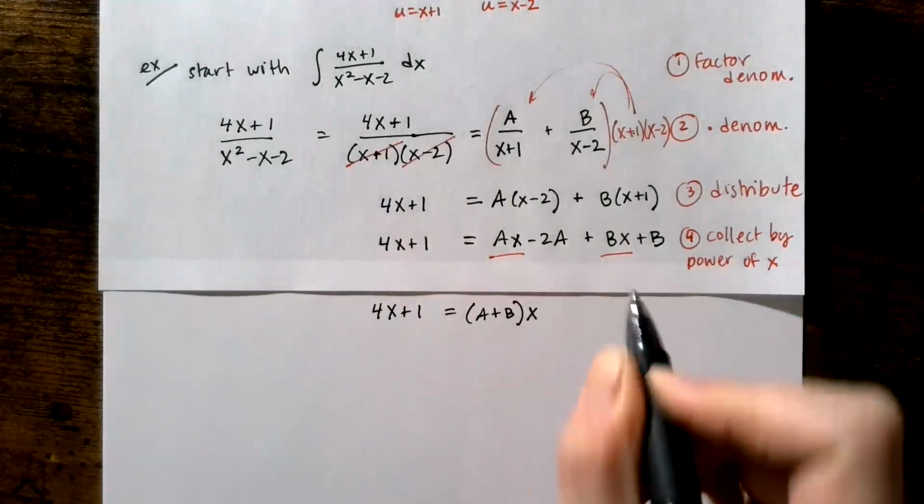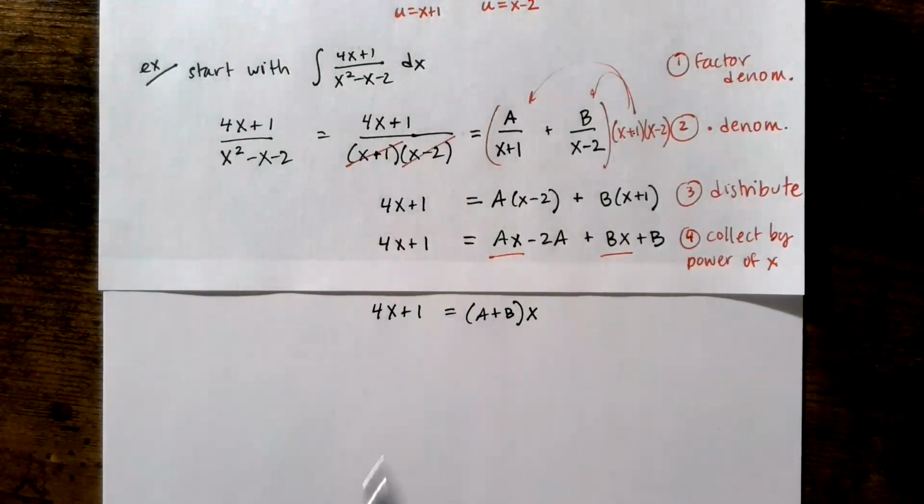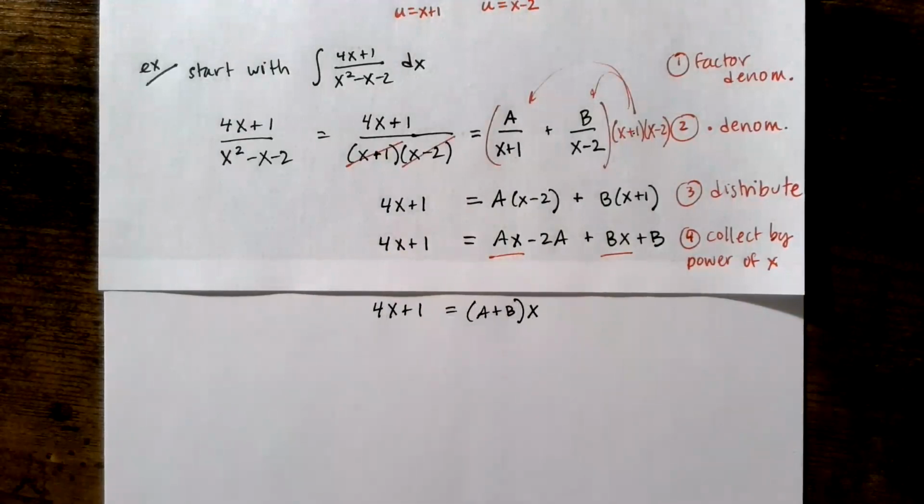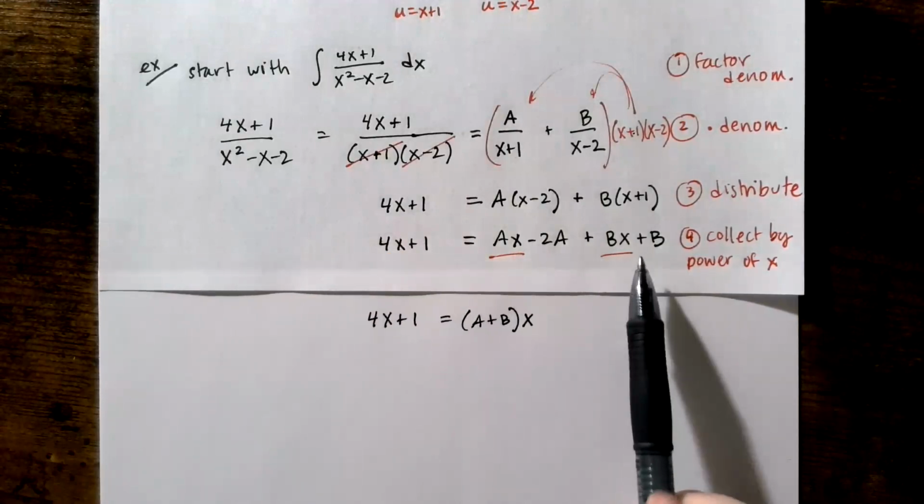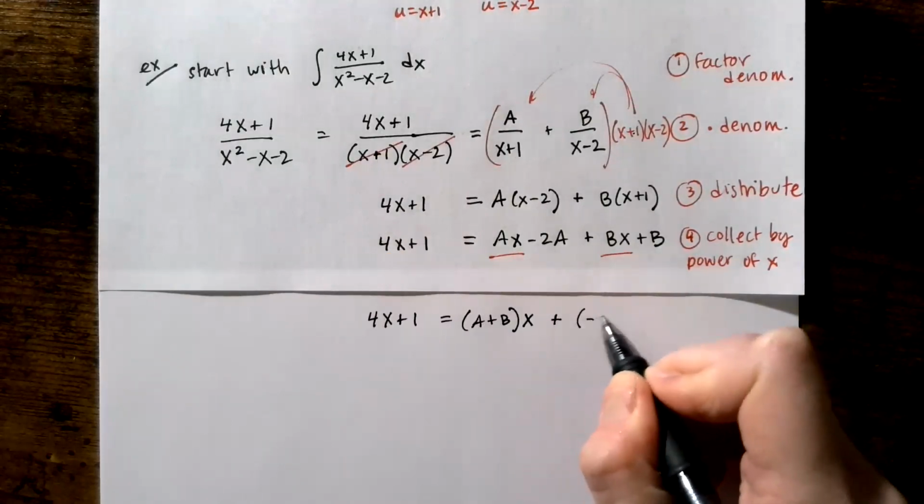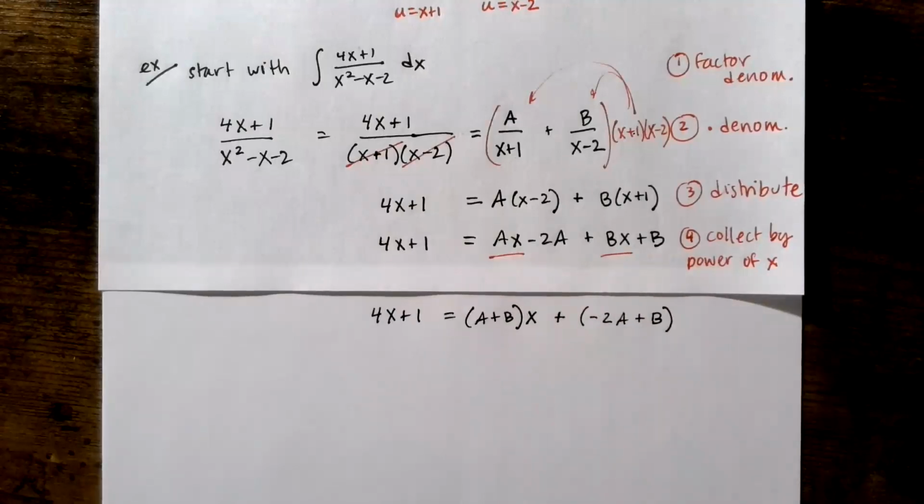I'm putting the X on the right so that it looks like 4X, so 4X and (A plus B)X are matched up. But you certainly could put the X on the left-hand side if that's what your brain wants to do. And then negative 2A plus B is the constant term. I'm still going to group them together. These parentheses aren't necessary, but I like them. Okay, so we've collected by powers of X so that the right-hand side has the format of a polynomial in X.